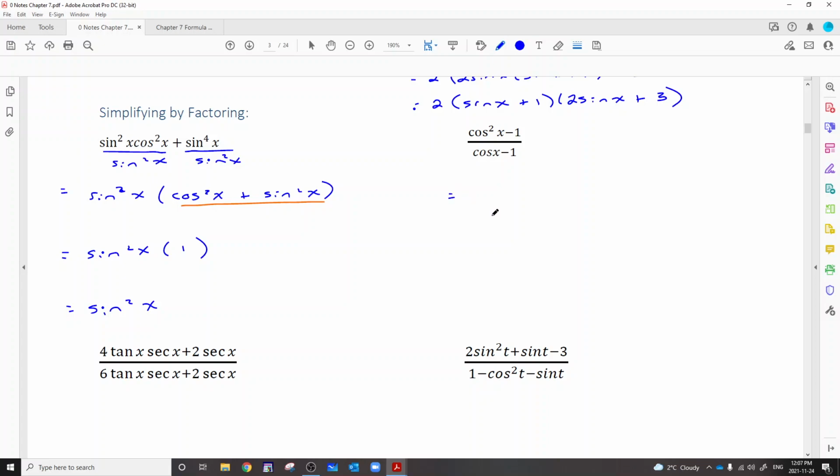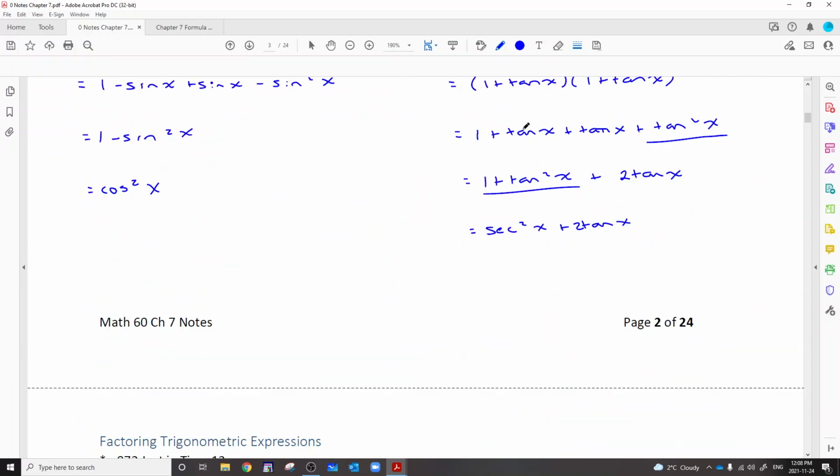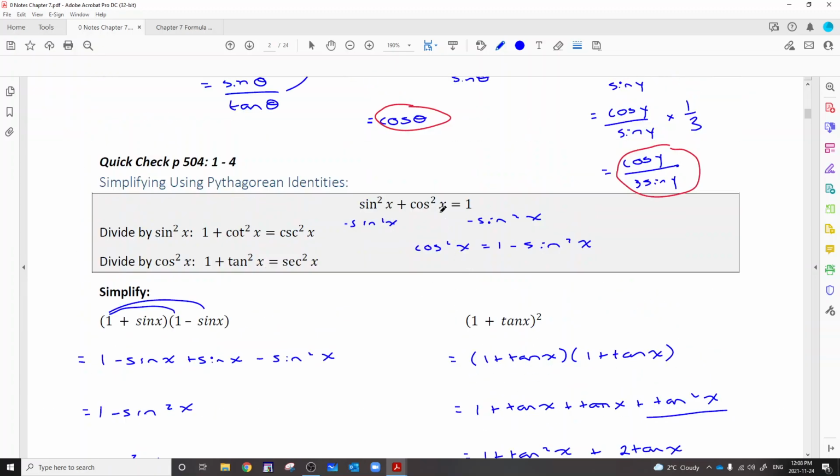All right, so what can I do with this one? So, maybe you think this is a Pythagorean identity because there's a 1 and a squared term, except if I go back to the Pythagorean identities, if I were to rearrange this, it'd be 1 minus cos squared x equals sine squared x.